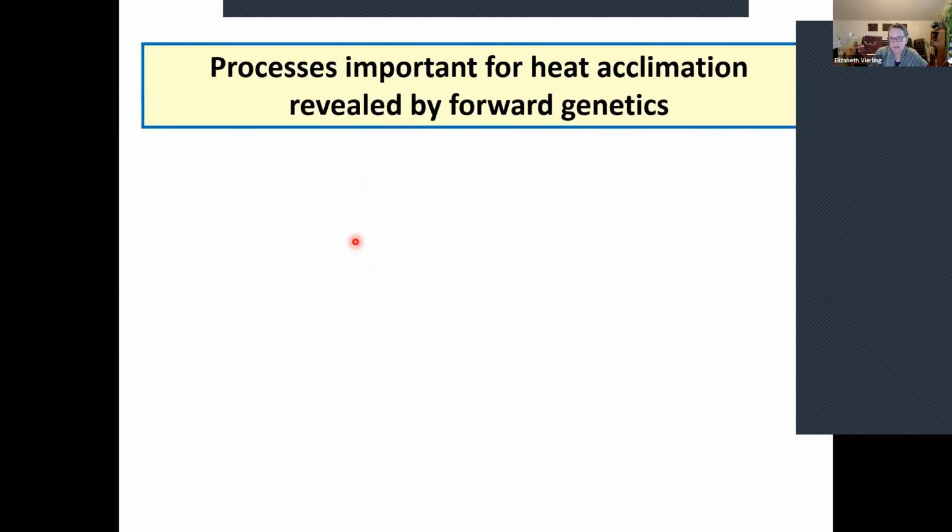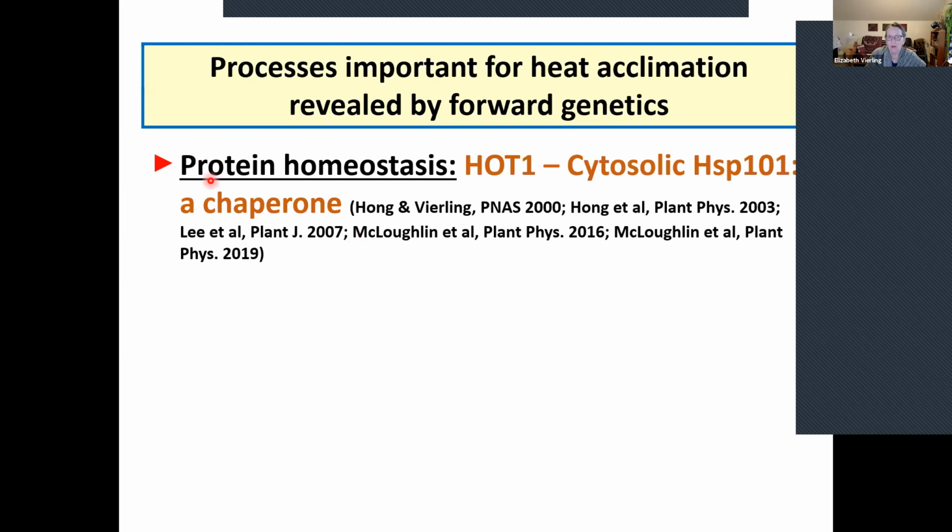From this genetic screen, we've come up with the following conclusions regarding what kinds of things are important for this acclimation process. One is protein homeostasis. It was very satisfying that one of the first mutants that we obtained from our screen was a mutation in the cytosolic chaperone HSP101. So this told us protein homeostasis clearly is interesting and important for this acclimation process and survival of high temperature stress.